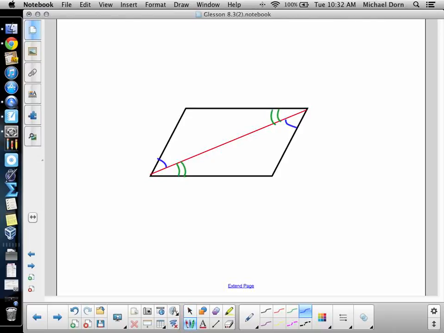Exactly. These angles show that these two sides are parallel. These angles show that these two sides are parallel. Both pairs of opposite sides are parallel. That must be a parallelogram. That's what you'd have to do. They named the points A, B, C, D, so let's do that.